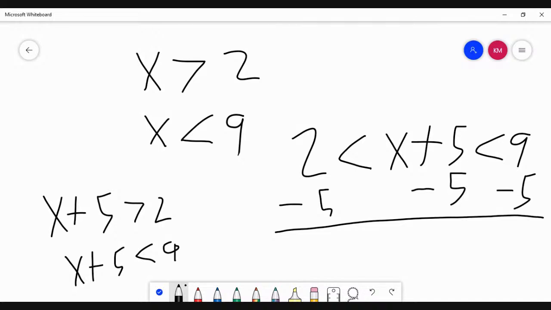Okay, so now x plus 5 and the minus 5, that cancels, and that leaves me with x. I still have 2 is going to be less, the answer is going to be less than x, and x is going to be less than the next answer. So now 2 minus 5, that gives me a negative 3, because 5 minus 2 is 3. Biggest number is negative, so the answer must be negative. 9 minus 5, that gives me 4.